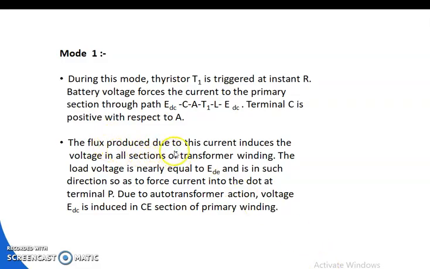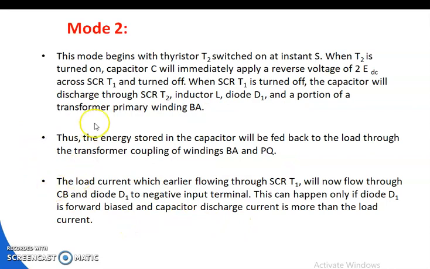The flux produced due to this current induces the voltage in all the sections of the transformer winding. The load voltage is nearly equal to EDC and is in such a direction as to force current into the dot at the terminal P. Due to autotransformer action, the voltage EDC is induced in the C section of the primary winding.